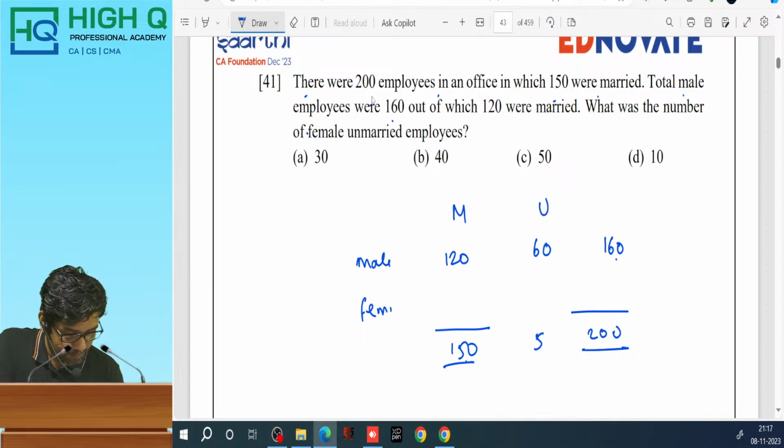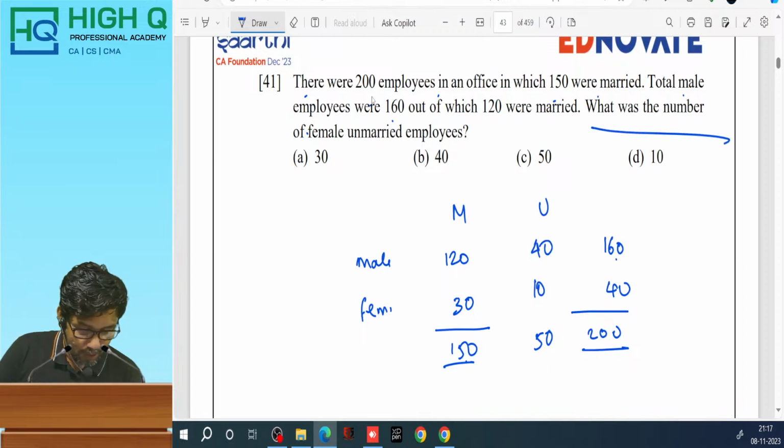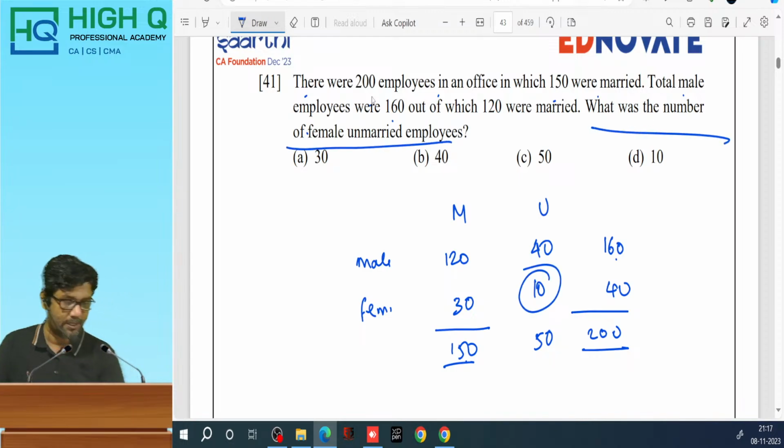So this much, is it 150? Who is 150? Married 150, no? So this must be 30. Hey, this is 40, man. So this has to be 10, my dear. I think we are filling the table, right? All of you say yes or no. The table is over now. What is the question? What was the number of female unmarried employees? Number of female unmarried employees, 10.